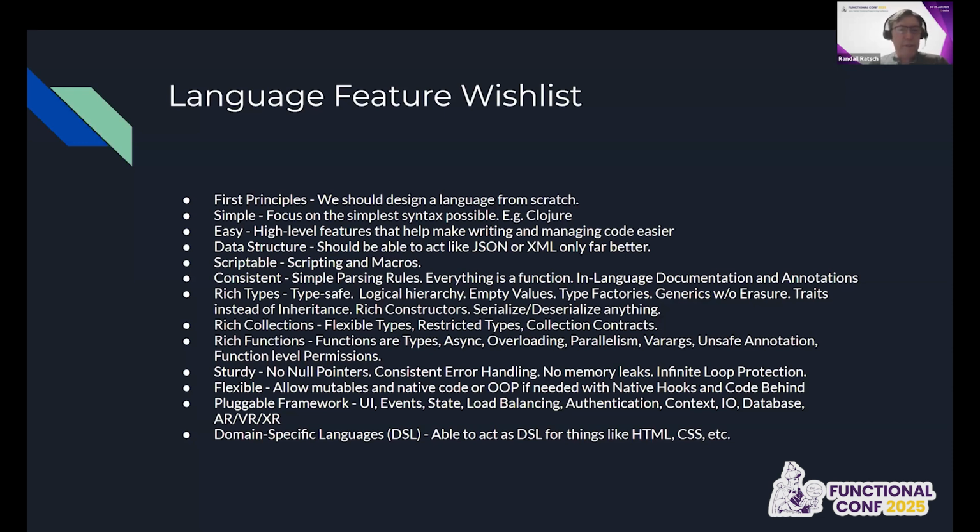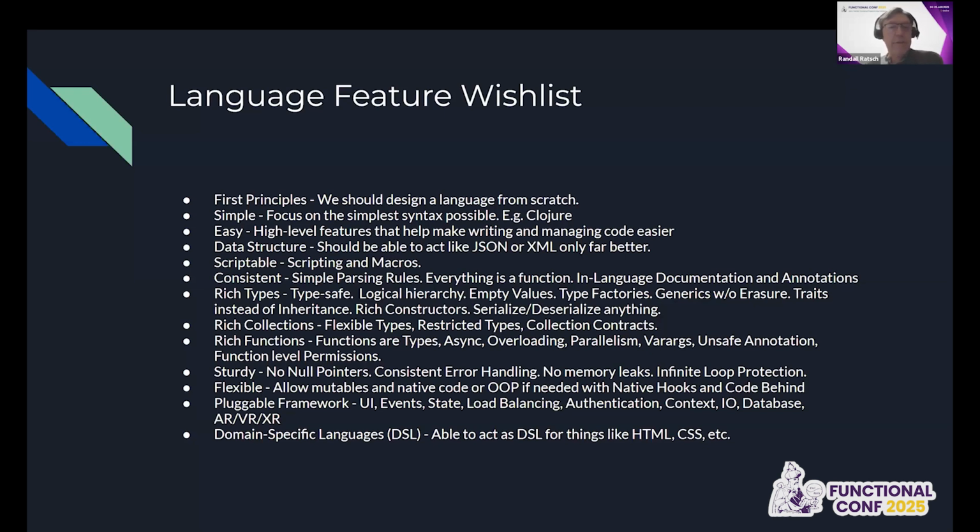We should support rich types. Should be type safe. That's one of my criteria. Should have a logical hierarchy. There should be empty values by default. So a map always returns a value regardless of whether the value exists. And it should be legal, and all functions should be able to do that. Type factories, generics without using erasures. Use traits instead of inheritance, have rich constructors that allow for all kinds of different construction methods, serialize and deserialize everything.